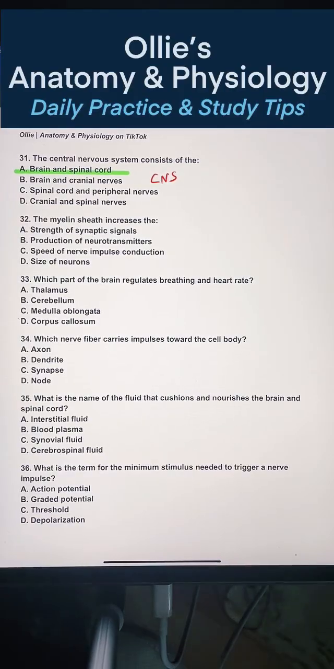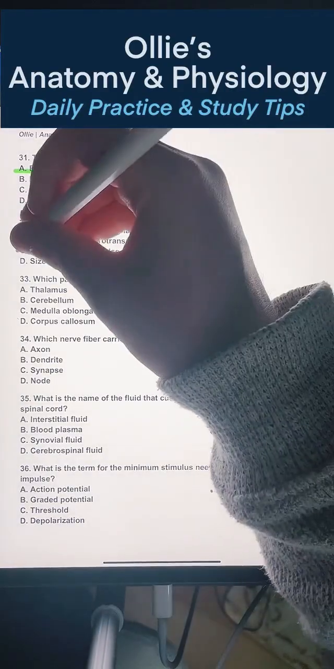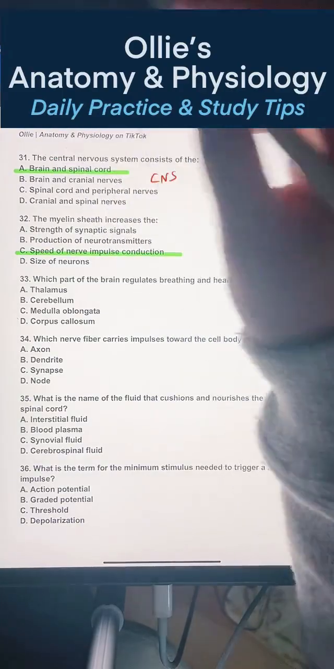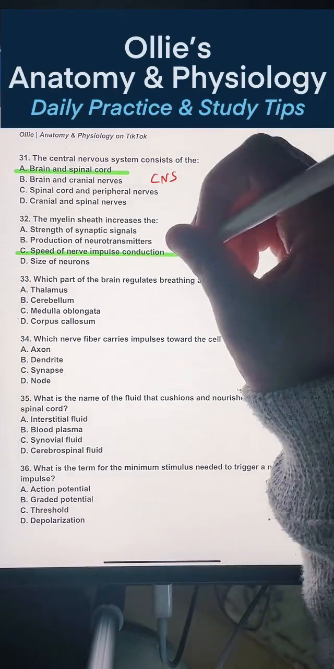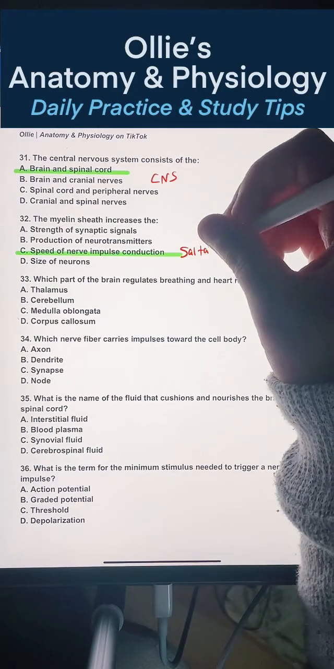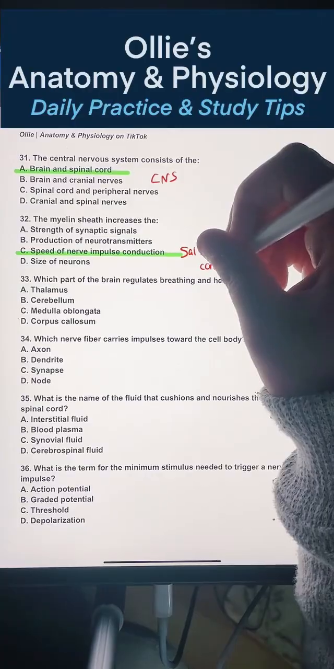Number 32, the answer is C. It's going to be speeding up the nerve impulse conduction. And it also insulates it. When you have insulation, that also allows for faster transmission. This is also called saltatory conduction.